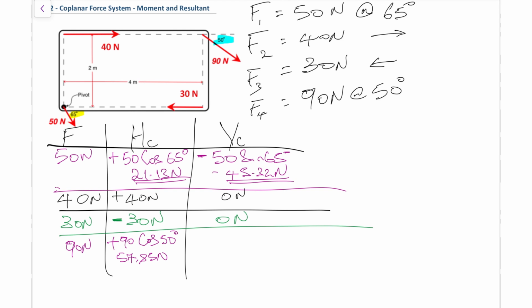So we go across now to the vertical force component, and because it's a force that's going down, this one's going to be negative. So it's negative 90, and instead of cos, we have sin 50. And again, this one turns out to be a negative value, so negative 68.94.